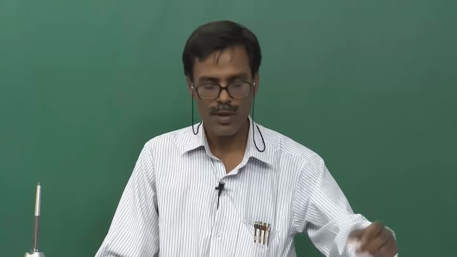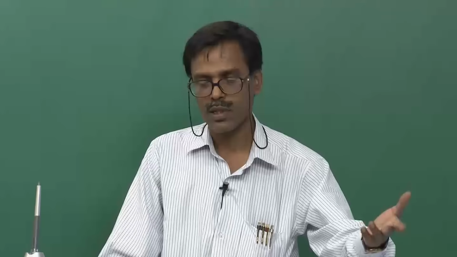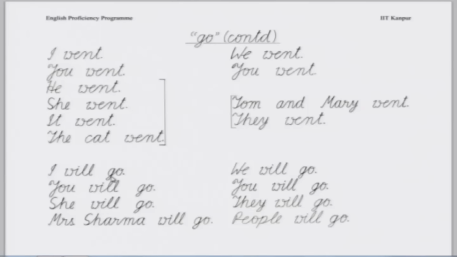And if we talk about an event which will take place later, for future, for example, tomorrow or next month or next year, then it will be will go. So will is the English word which signifies future. I will go, main jaunga. We will go, hum log jayenge. You will go, tum jaoge, ya tum jaogi, ya tum log jaoge.